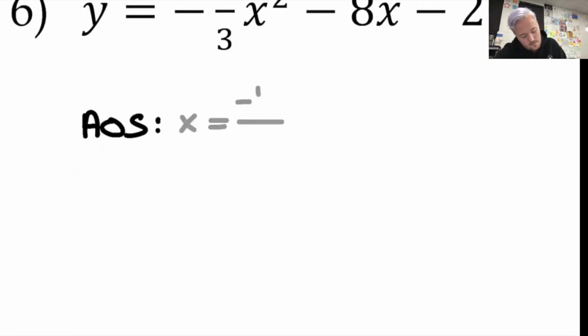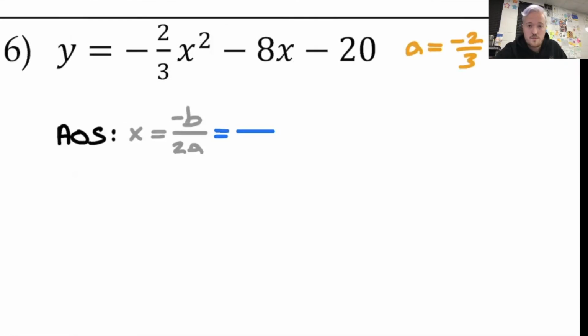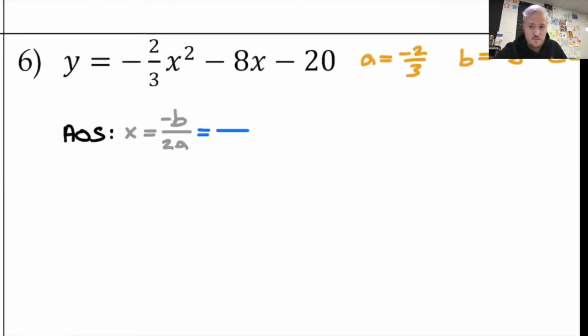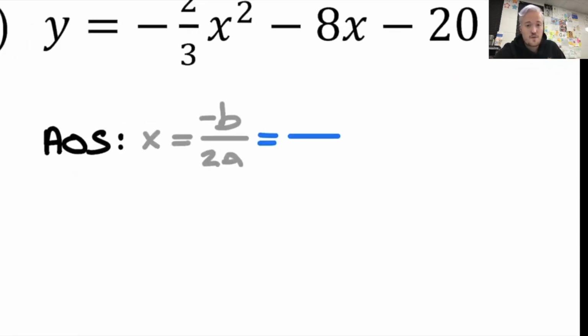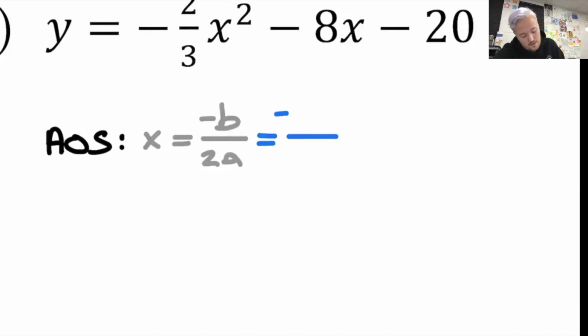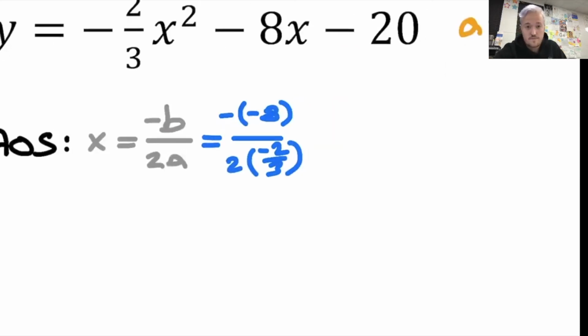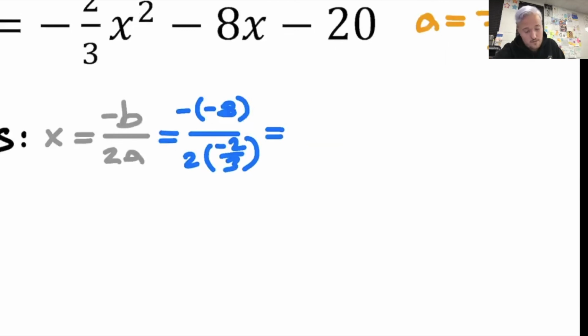So we're still going to start with the AOS. All right, so the opposite of B over 2A. This might be one of those problems you might want to just watch and listen and then write it down at the very end. So we have the opposite of -8, and then we want 2 times our A value, which is -2/3. So we have a fraction and a fraction. I know you're all so excited for this part.